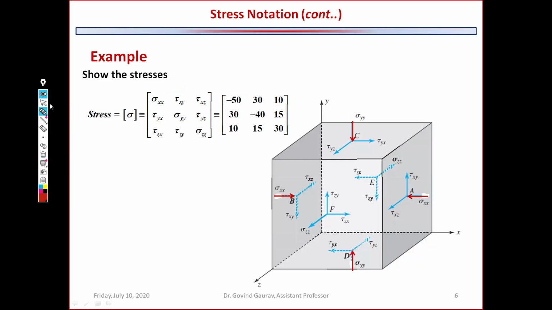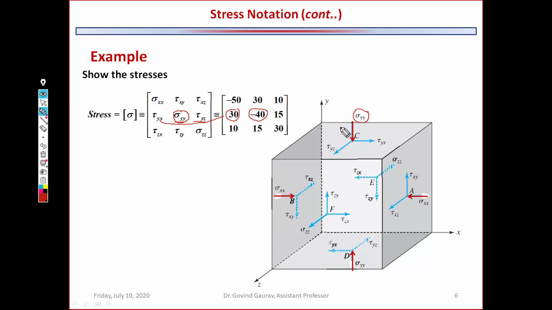Again, if we move to the next row, we find that different values of the stresses are given, which are tau yx, sigma yy and tau yz. In this case, sigma yy, which is the normal stress, is given by a negative value. This means it will be acting in the negative y direction, which is shown over here. It is acting in the negative direction.